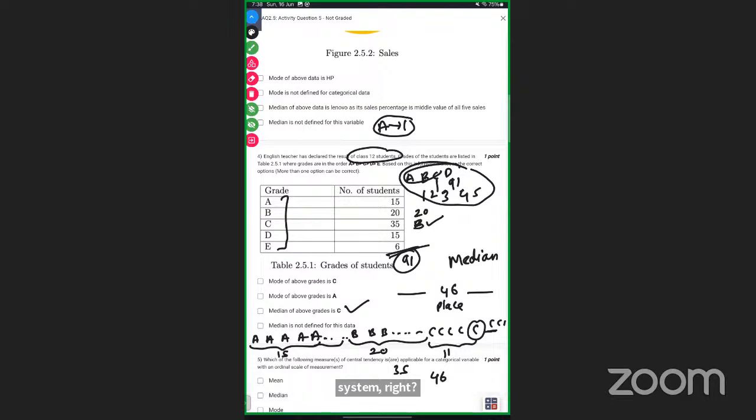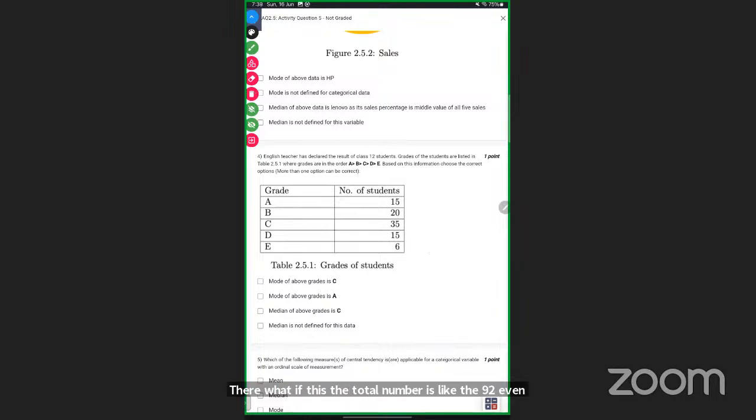Sir, what if the total number is even, like 92? What will we do in that case? Then also it is C, right? Since the median would be both. The answer is still going to come out to be C. See, in this case, 46 is C. If there are 92, then 92 means 46 and 47. We'll take both. It is also C. Then both are C.